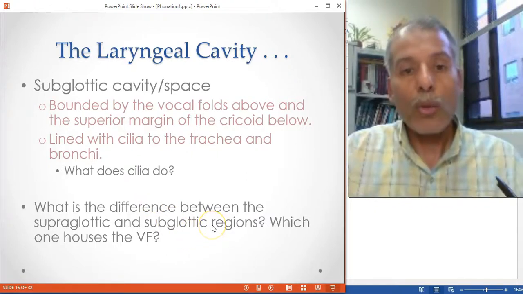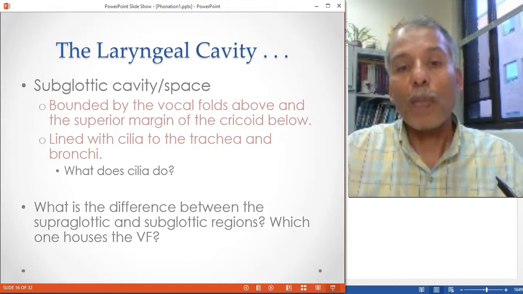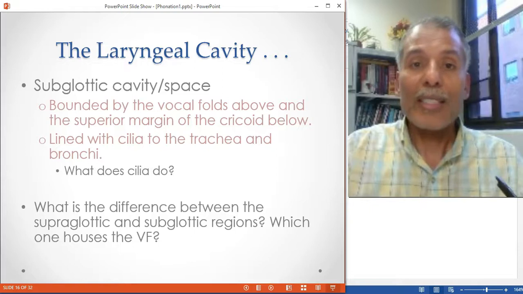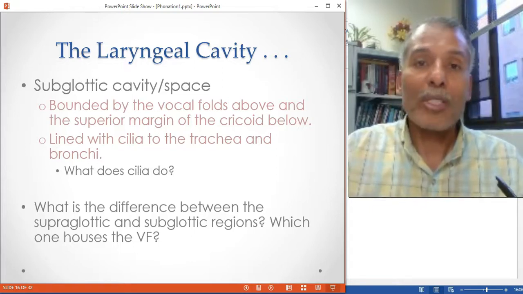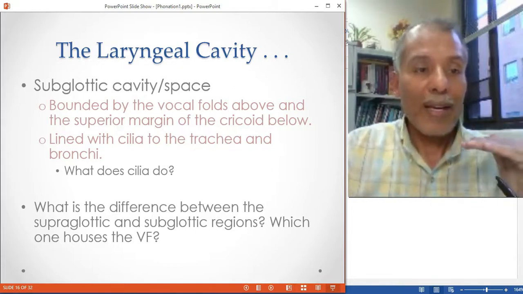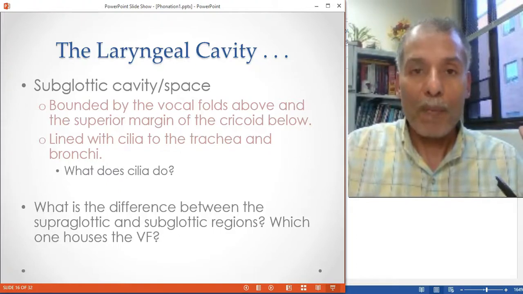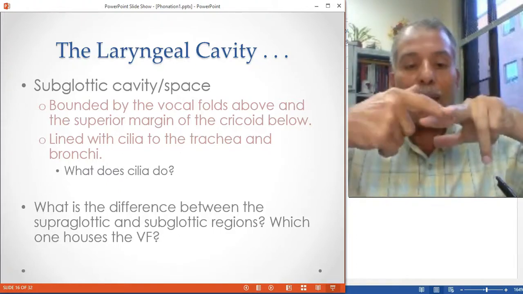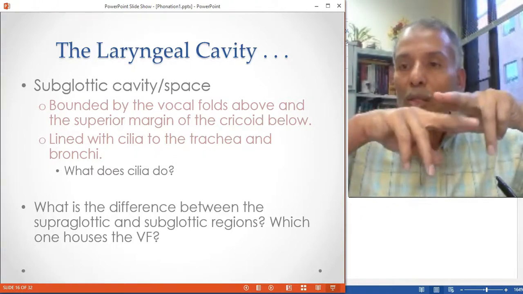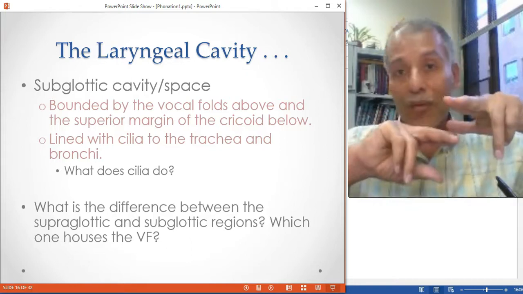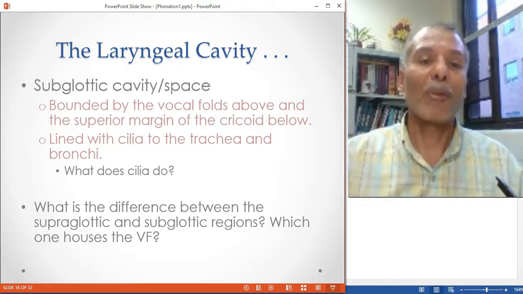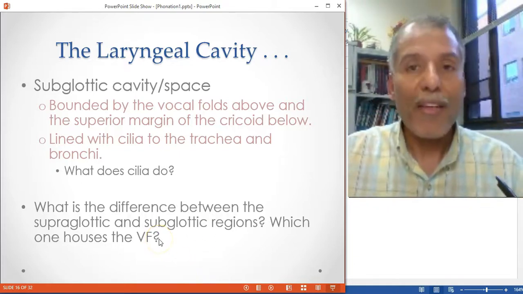So the question is, what is the difference between the supraglottic and subglottic regions? Which one houses the vocal folds? And the reality is, none of them houses the vocal folds. Why? Because the vocal folds make the boundary between them, and the space between the vocal folds is the glottis. What is below the glottis is called the subglottic space, and that doesn't have the vocal folds. What's above the vocal folds is the supraglottic, and it doesn't have the vocal folds. So the answer here is neither one.